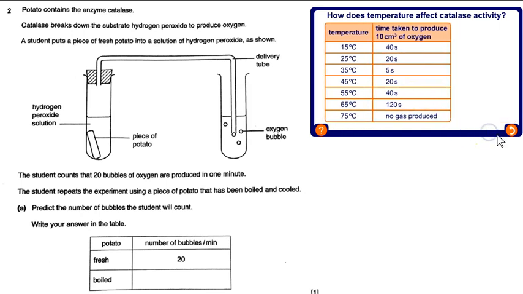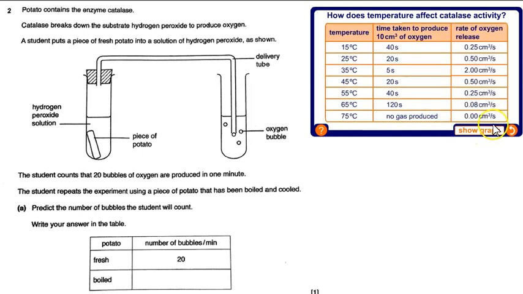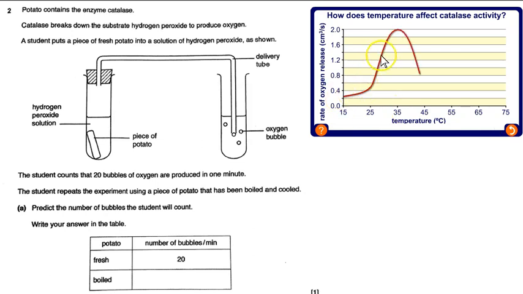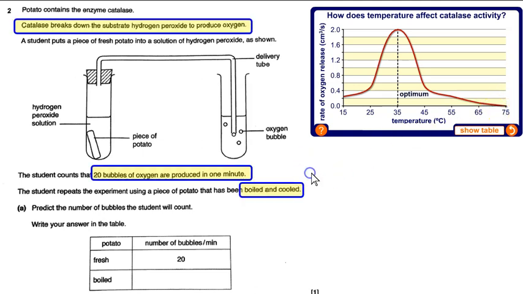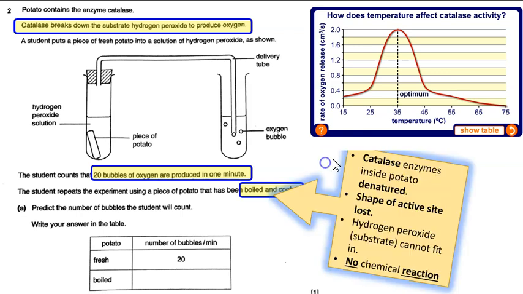So I'm going to draw the graph. You will notice that the graph shows you that at 75 degrees Celsius, there is 0 oxygen being released. Why is that so? Because the enzymes have become denatured because the temperature is too high. Okay, so therefore, when this is boiled and cooled, can you please write this down in your notes? You may pause the video now.